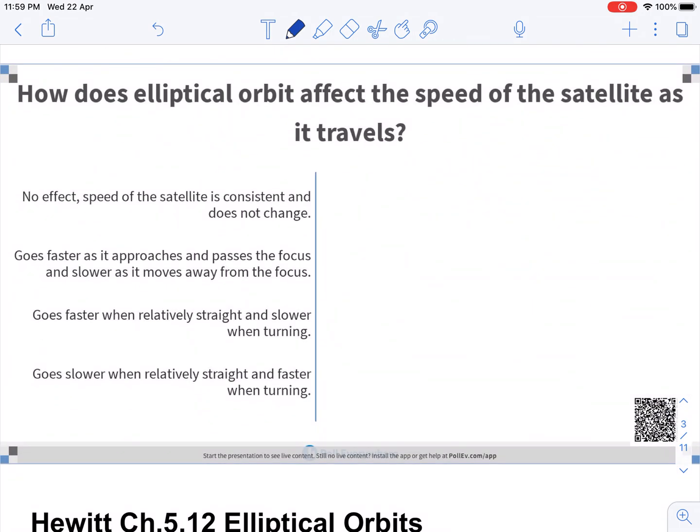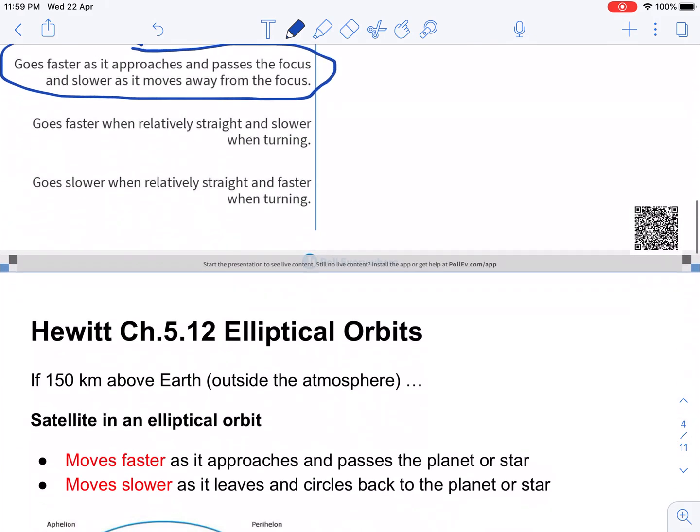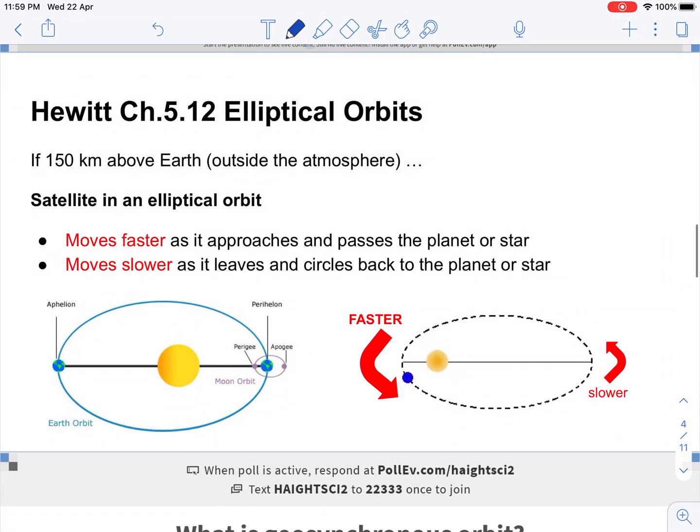Next question is, how does the elliptical orbit affect the speed of the satellite as it travels? So again, you can pause this recording to try to answer this. The correct answer is that it's going to move faster as it approaches and passes the focus, and it's going to move slower as it gets further away. And so let's look into that.